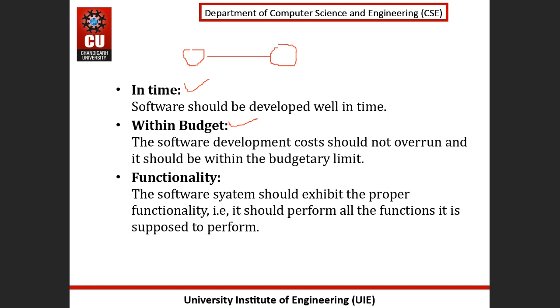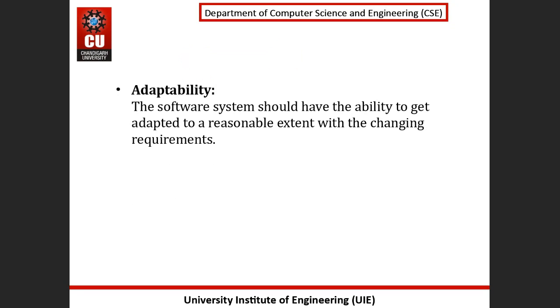Next is functionality. The software system should exhibit the proper functionality, that is, it should perform all the functions it is supposed to perform. And the last characteristic is adaptability. The software system should have the ability to adapt to a reasonable extent to changing requirements.